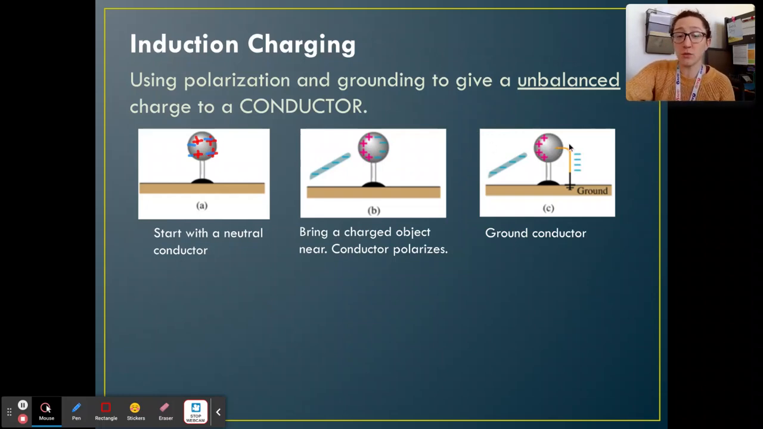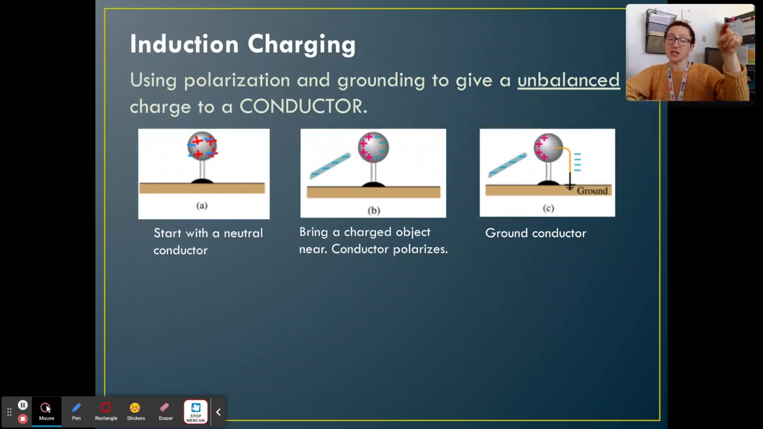Okay, so here's where the grounding comes in. We attach a wire to be able to ground the conductor. This allows those electrons that were repelled by this pole over here somewhere else to go. And so those electrons can travel through the wire and into the ground.